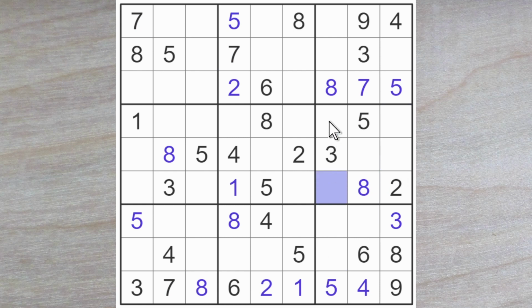And actually, these being a 4 and a 9, we know that these must be a 1, 7, and a 6. So we got a 6 blocking up and a 7 blocking down. So these have to be a 6 and a 7. And therefore, this must be a 1.